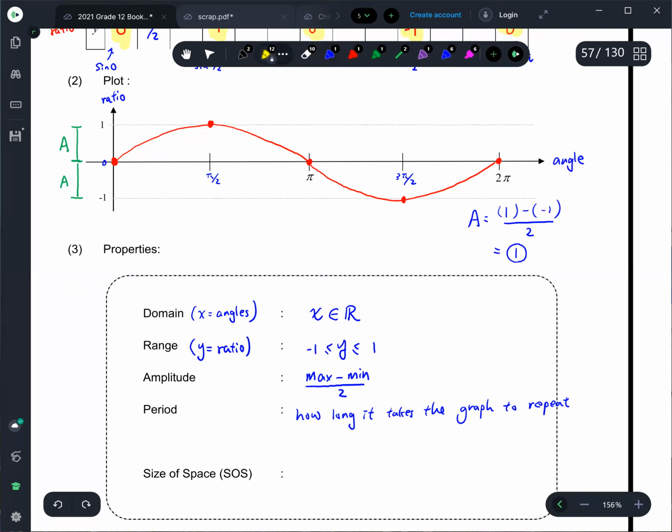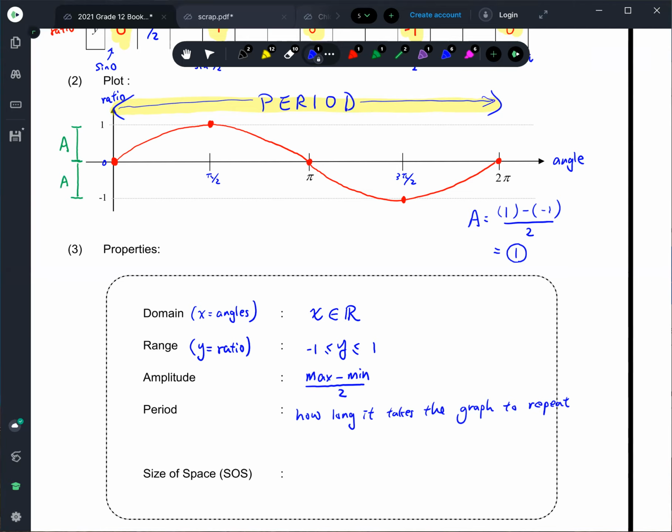So the period is this length. Okay, I use the yellow highlighter. The length, this is called a period, the length from the beginning to the end. So for this question, it takes 2 pi. Okay, so the period for sine is 2 pi.